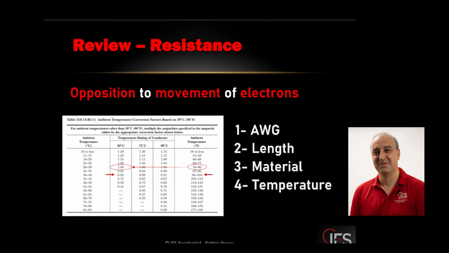0.82 means, on a 12 gauge, 310.16 tells us we can put 20 amps on a 12 gauge Romex. When you multiply 20 by 0.8, it gives you 16. So in an attic in Phoenix, when they're telling you they're following higher ambient temperatures, you can only put 16 amps on that wire. So if you have a water heater that needs a 20 amp circuit, you can't wire it with the 12 gauge anymore. You have to upsize your wire to 10 gauge.